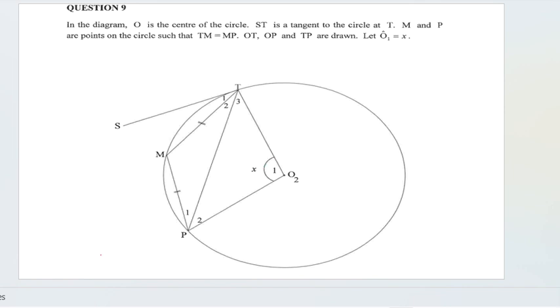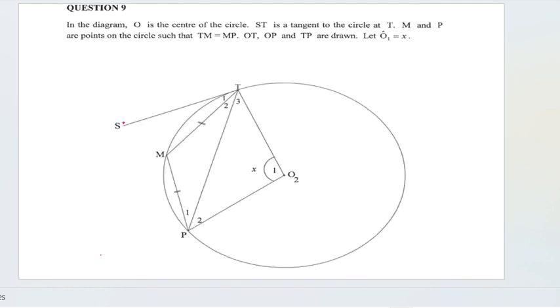Okay, so now the question is just simple. Prove with reasons that STM is equal to 1 over 4 X. So they say prove that STM, it means that they are talking about this angle over here. So let us prove this angle graphically. We just do a rough practice of this angle.